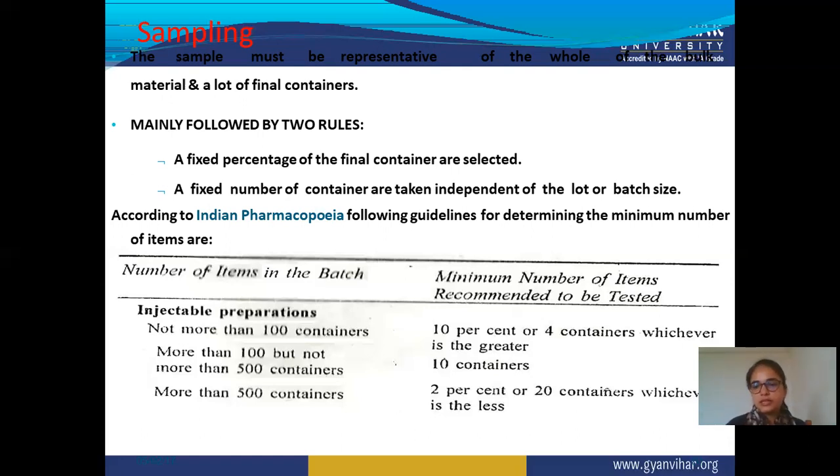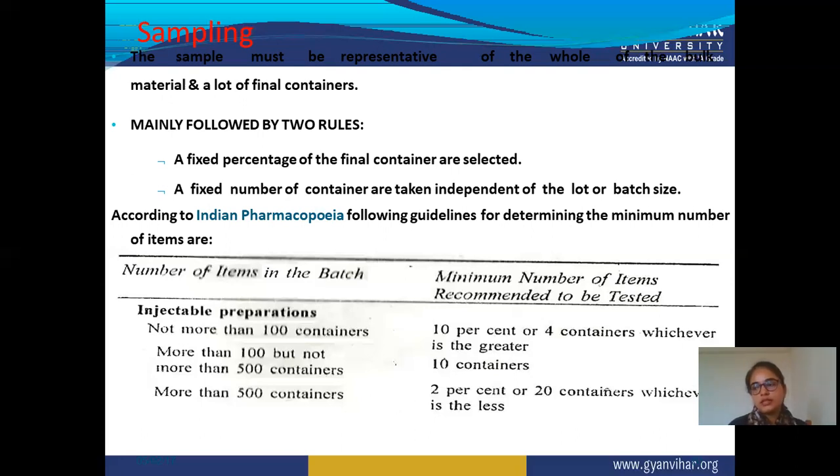Means for less than 100 we are taking 4 containers. If it's more than 100 and up to 500, then we are taking 10 containers. And if it's more than 500 containers, then we are taking 2% or 20 containers, whichever is less. Means it's just the opposite when the batch size is more than 500. So these are the containers or sampling required for your parenteral formulation for this sterility test.